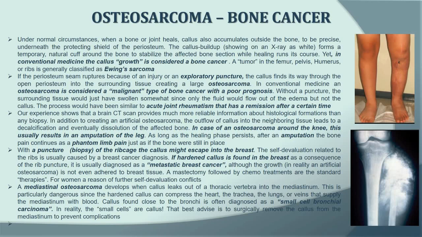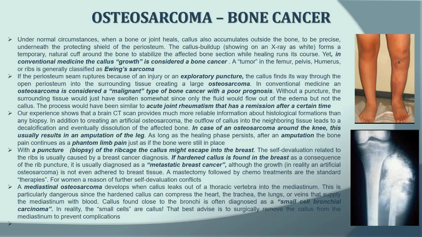If the hardened callus is found in the breast as a consequence of the rib puncture, it is usually diagnosed as a metastatic breast cancer, although the growth, in reality an artificial osteosarcoma, is not even adhered to the breast tissue. Mastectomy followed by chemo treatments are the standard therapies, and for women this is a reason of further self-devaluation conflicts.